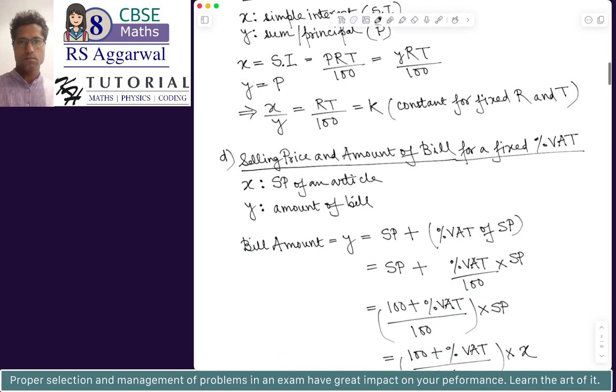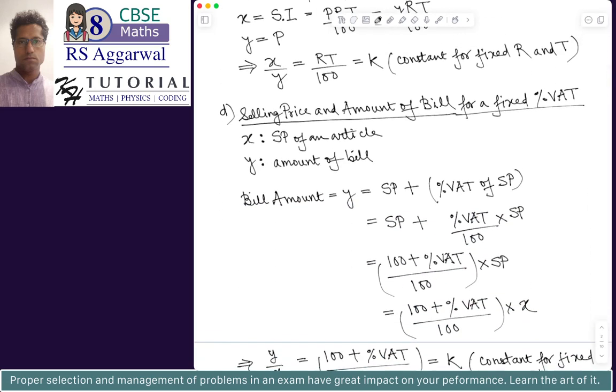So the next example is selling price and amount of bill for a fixed percent VAT. This concept is from profit and loss. When you purchase some product or an article from the shop, usually there is a VAT, or it is sometimes also referred to as sales tax. Now this VAT has a percentage, the VAT percentage. This VAT is applied on the selling price of the article, and that VAT amount is added to the selling price to give the final bill amount.